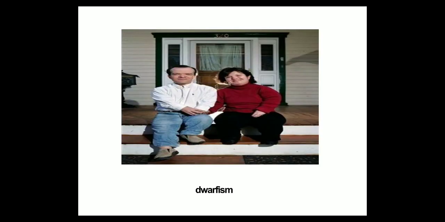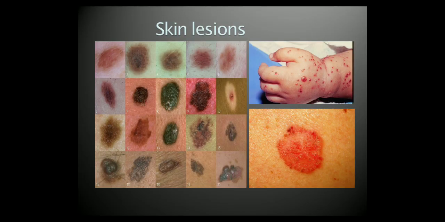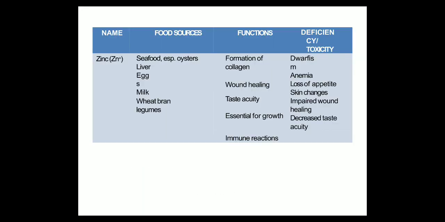This is the figure of dwarfism. The patients suffering from dwarfism have a height less than 4 feet. This is completely a genetic or medical condition. These are the pictures of skin lesions that arise due to deficiency of zinc.